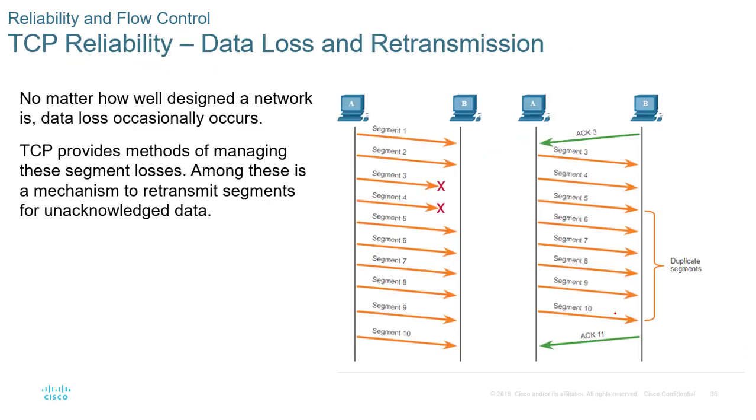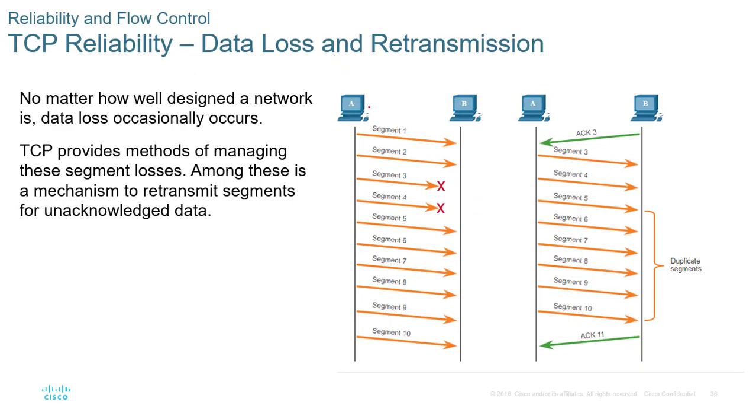Here's a quick video demonstrating some of that. And no matter how well designed a network is, data loss occasionally occurs. There may be a switch or a router or a firewall, some network appliance along the path that may become congested and have to drop some packets. You may also experience corruption due to electromagnetic interference, EMI, or RFI, radio frequency interference, and those corrupted bits will be dropped or discarded, and so you'll have a loss of data.